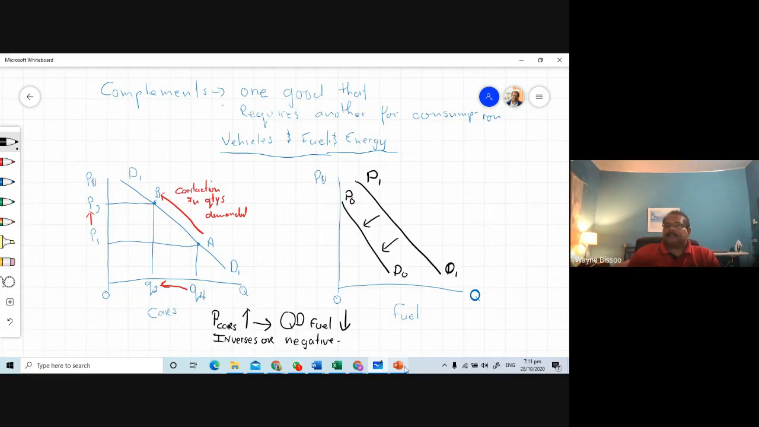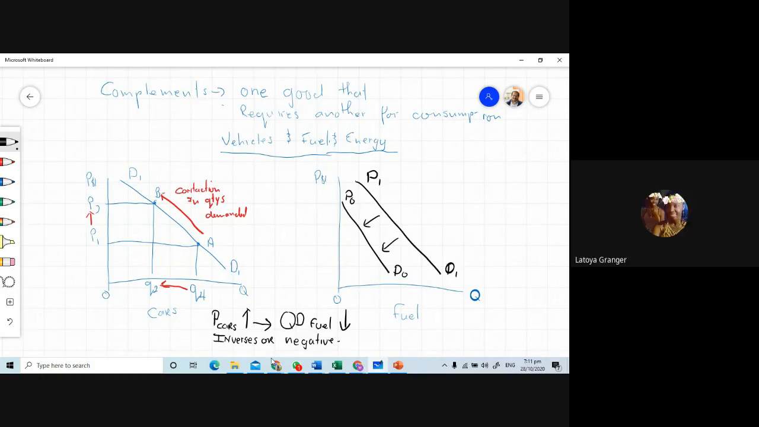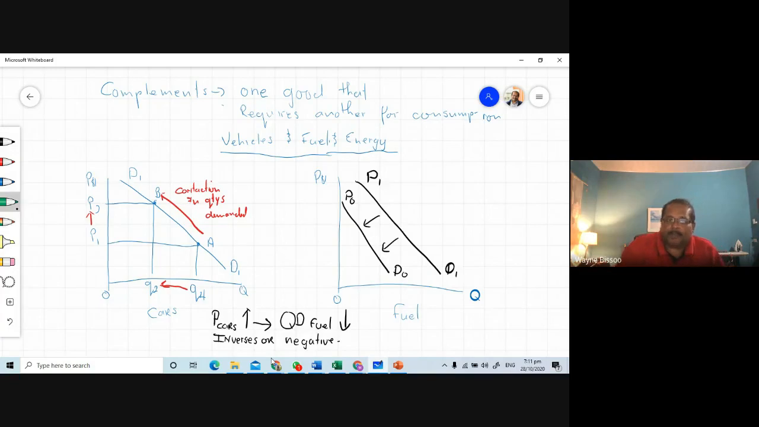Does that make sense? It's an inverse or negative relationship because you have the price of one good going up and the quantities demanded of the other going down. So that's an inverse or negative relationship. You seeing that? That's between complements, two complementary goods. It's inverse.